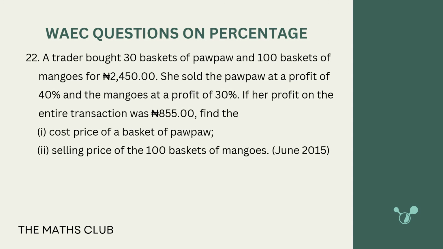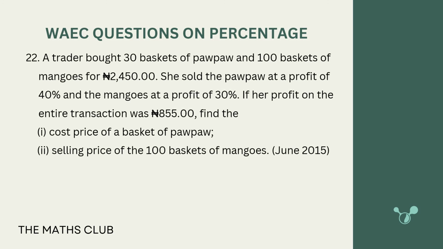Great. Next question says that a trader bought 30 baskets of pawpaw and 100 baskets of mango for 2,450. She sold the pawpaw at a profit of 40% and the mangoes at a profit of 30%. If her profit on the entire transaction was 855 naira, find the cost price of a basket of pawpaw and the selling price of the 100 baskets of mangoes. I want you to pause the video and try this out yourself.